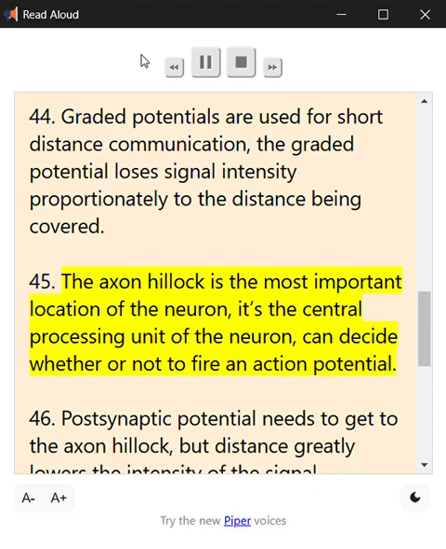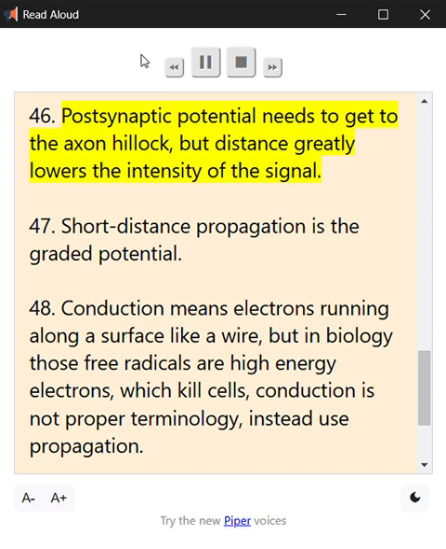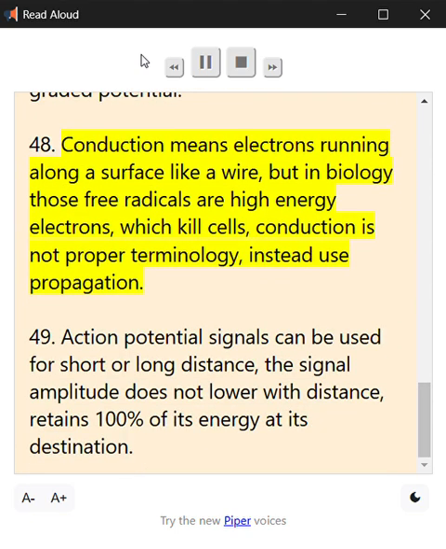45. The axon hillock is the most important location of the neuron. It's the central processing unit of the neuron, can decide whether or not to fire an action potential. 46. Postsynaptic potential needs to get to the axon hillock, but distance greatly lowers the intensity of the signal. 47. Short-distance propagation is the graded potential. 48. Conduction means electrons running along a surface like a wire, but in biology those free radicals are high-energy electrons, which kill cells. Conduction is not proper terminology, instead use propagation.